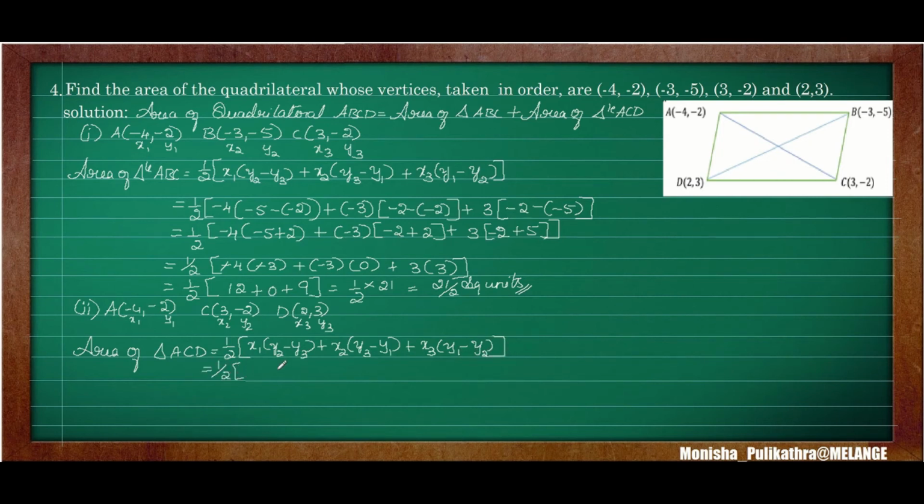So here half into x1 is -4, y2 is -2 minus y3 is 3 plus x2 is 3 into y3 is 3 and y1 is minus 2. So we need to put a bracket here, plus x3 2, y1 is minus 2, minus y2 is also minus 2. Okay, you should be careful while substituting the numbers. If one number goes wrong means the whole problem will be incorrect. So minus into minus plus, so 3 plus 2 is 5.